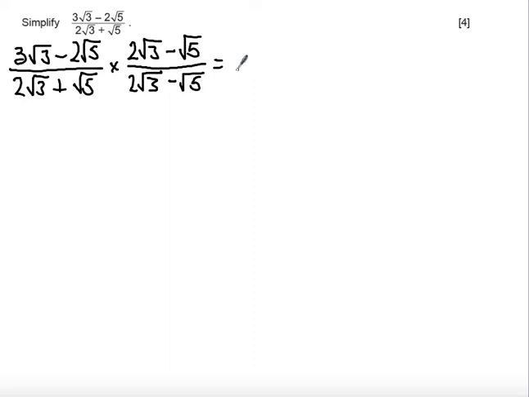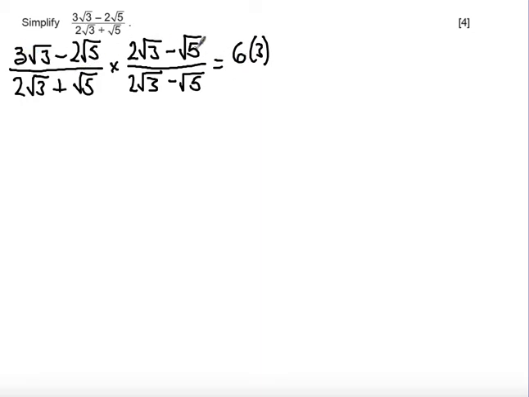Okay, so taking time to expand this, 3 root 3 times 2 root 3, multiply the integers first of all. I get 6, multiply the surds, root 3 times root 3 gives me 3. And it's fine to just do it in pairs of terms like this. Make life easy for yourself, don't try to overcomplicate things.